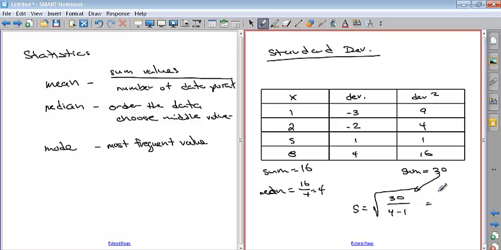And so you'll get 30 divided by 3, which is 10. The numerator is 30, divided by 4 minus 1, which is 3. Take the square root of that, and you'll get 3.16. So that's how you calculate the standard deviation. I'll give you not a huge number of data points, but.